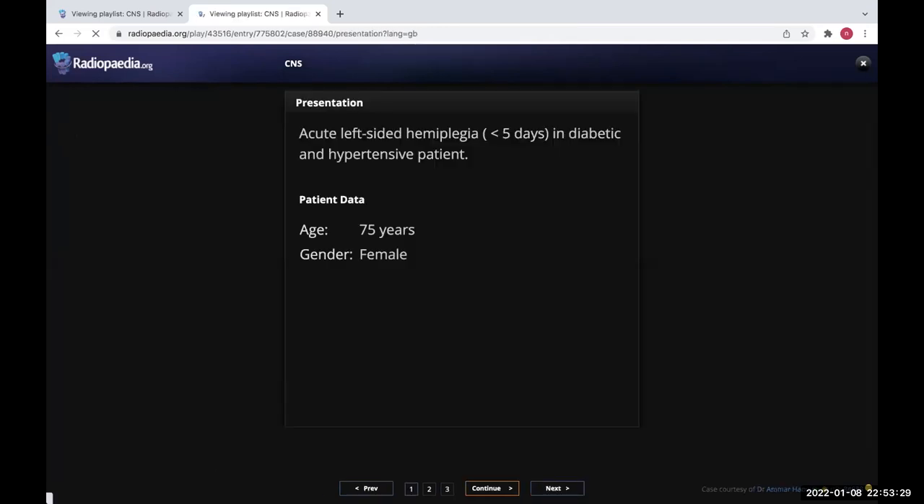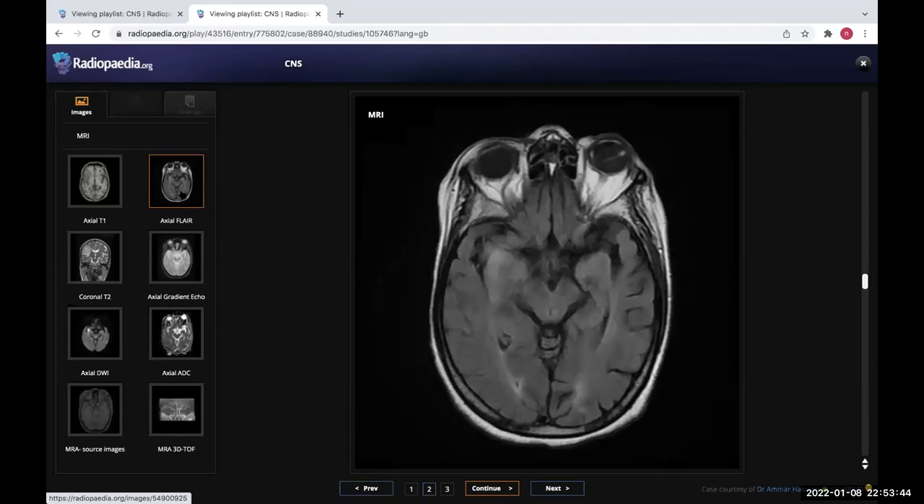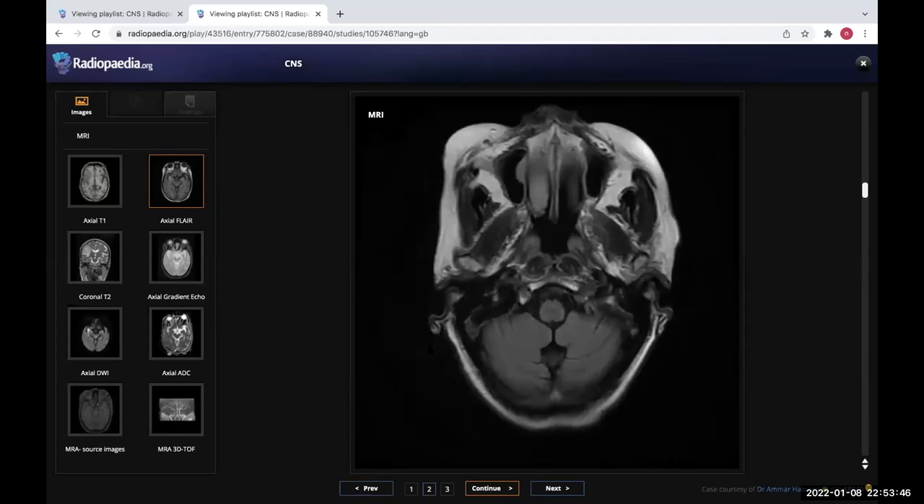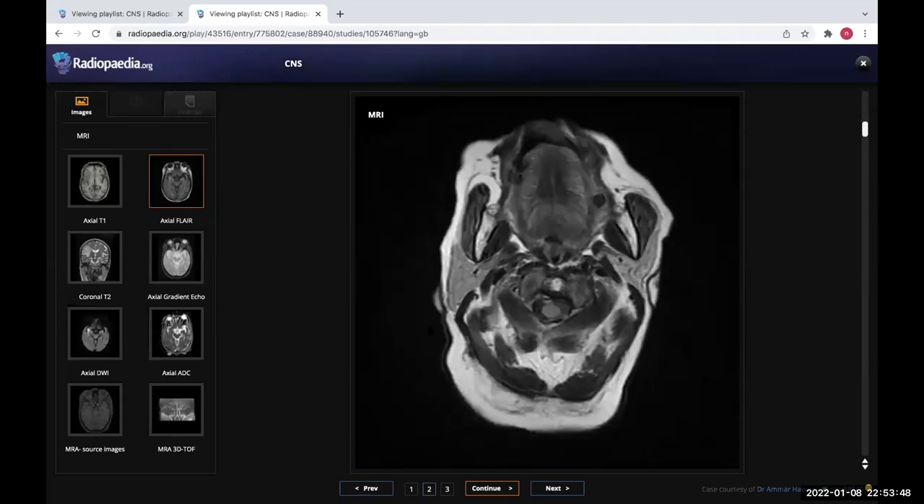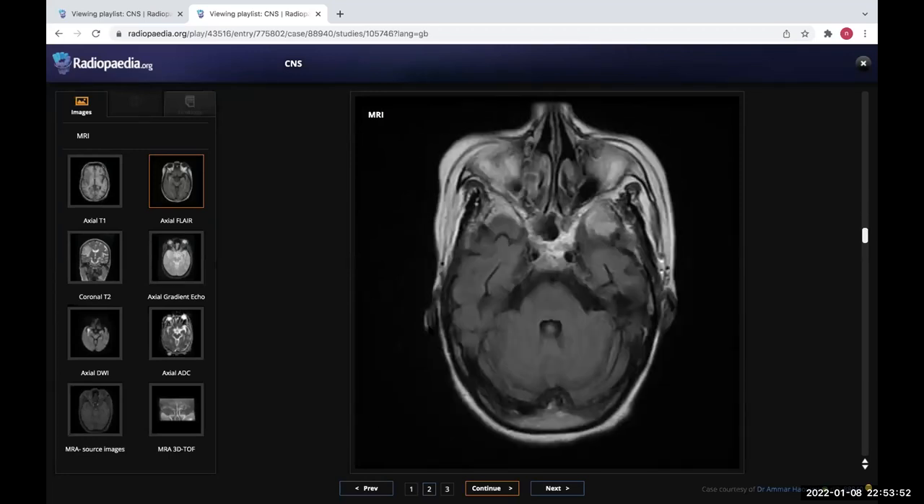You did well here. Okay, so this is a hypertensive diabetic patient with less than 5 days history of acute left-sided hemiplegia. 75-year-old female. Good. So I would start with the FLAIR, and I'm going craniocaudally. So I'm at the level of the posterior fossa.